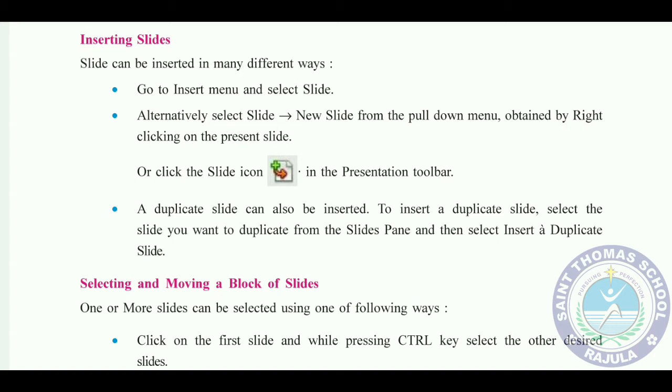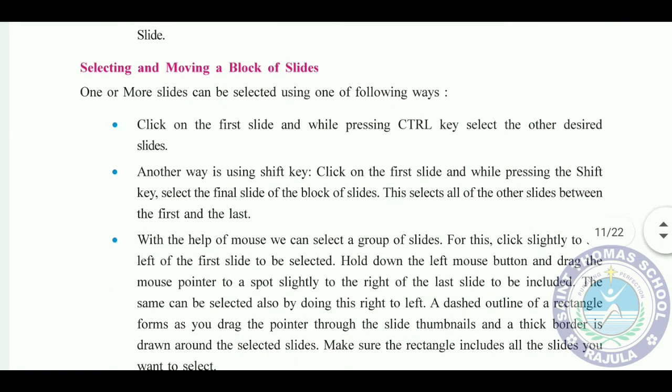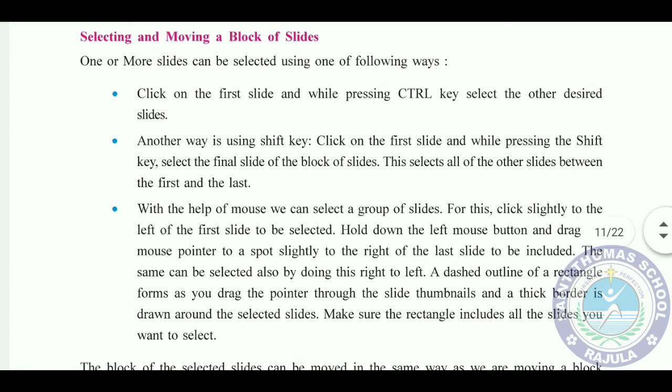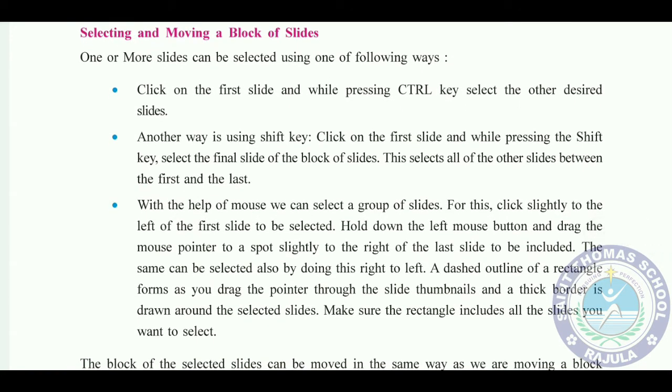Then, selecting and moving a block of slides. How to select the slides, I already told you in the slide sorter view. The first step: if all the slides are consecutive, in sequence, then you just select the first slide, press the shift key and select the last slide. Then the whole block will be selected. Another way, if they are not consecutive, not together, then you select the first slide, then hold down the control key, don't release it, and select the rest of the slides that you want to include in your block. After selecting all the slides, you may release your control key.